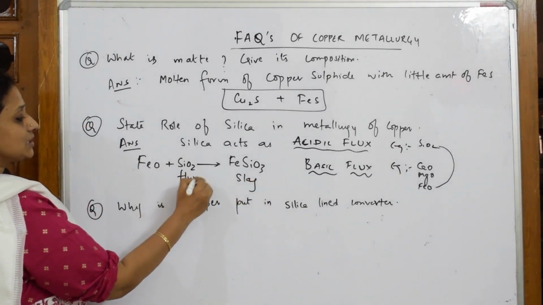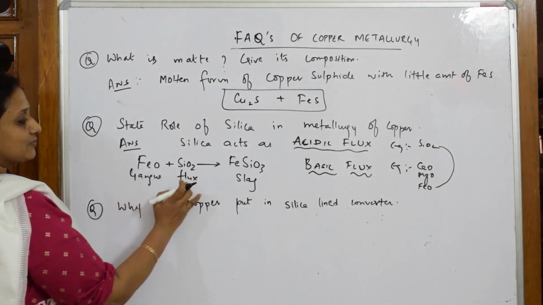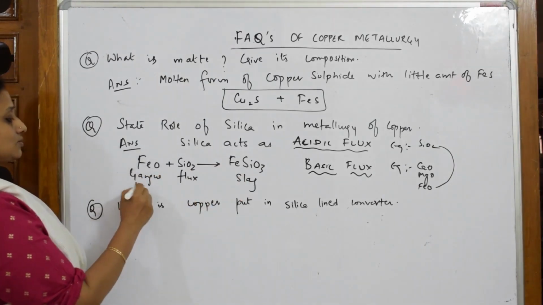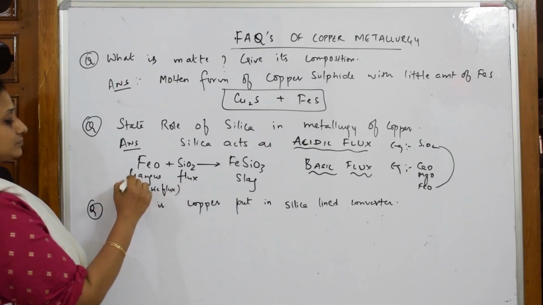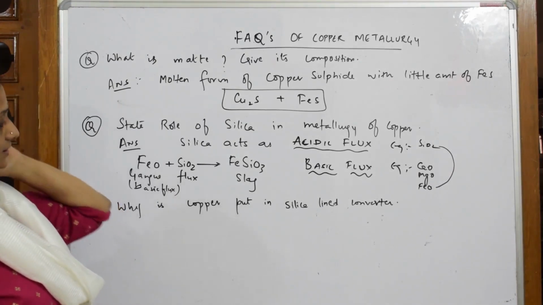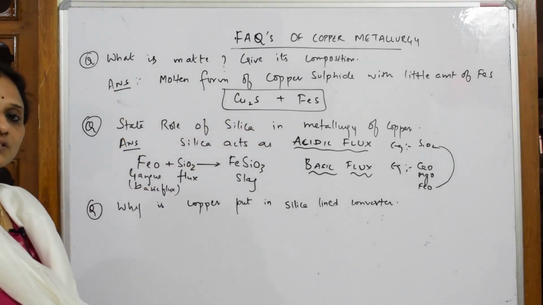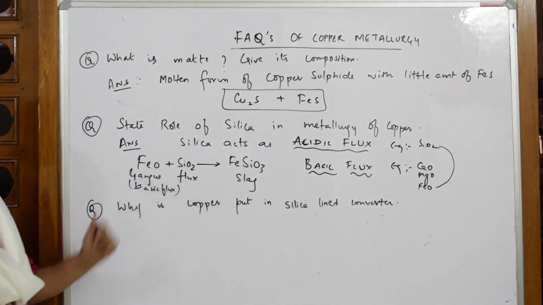Now, what is this? This is flux. What is this? This is gangue. I already said gangue plus flux gives us slag. So this is also a basic flux. Yes, remember this. I've taken this example. You can just finish up. Let us come back to the next question.